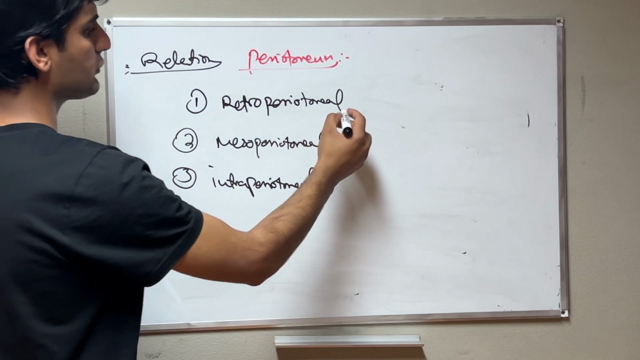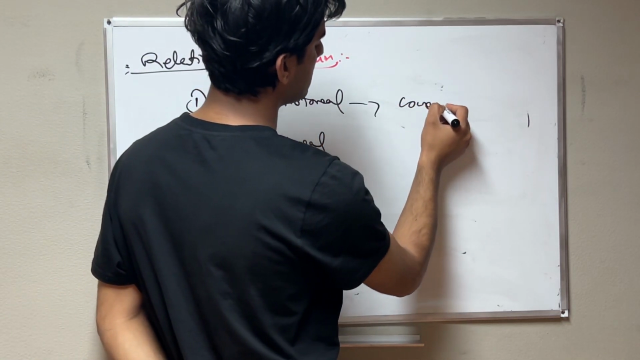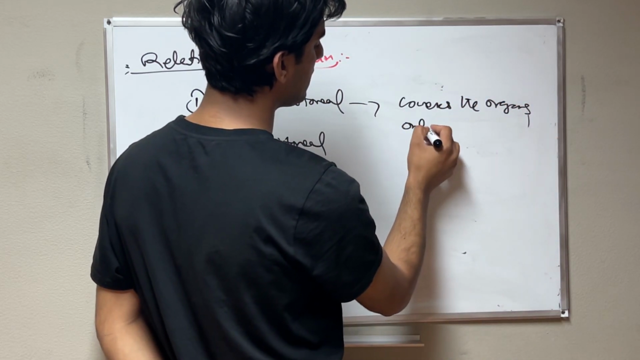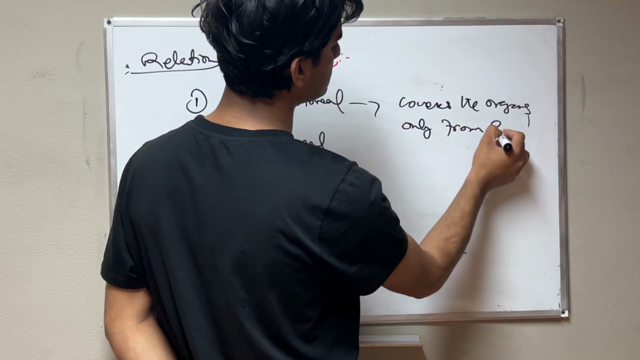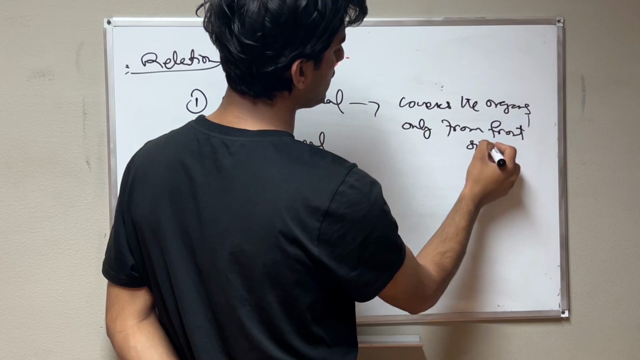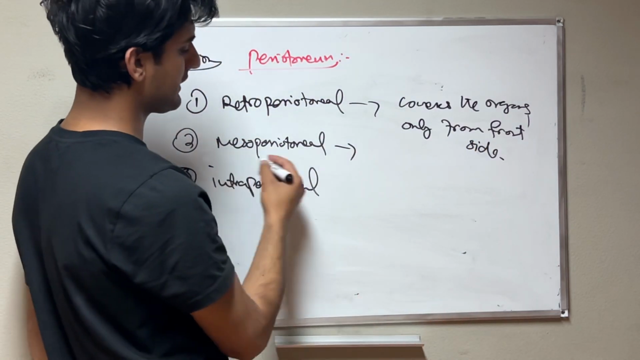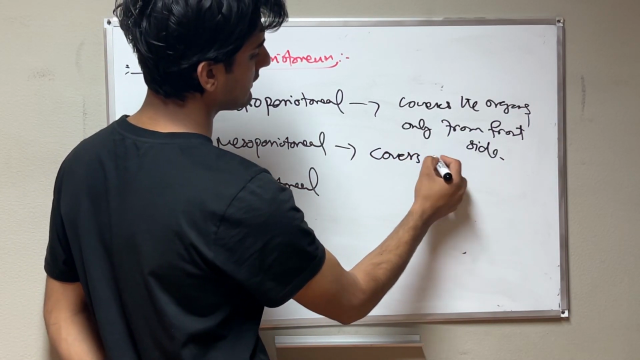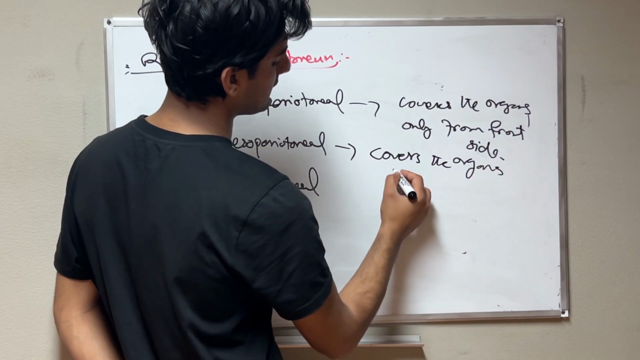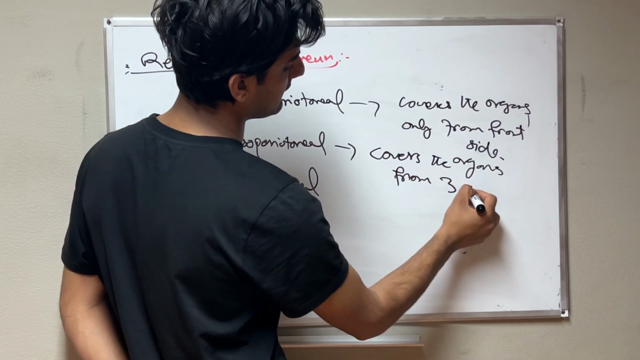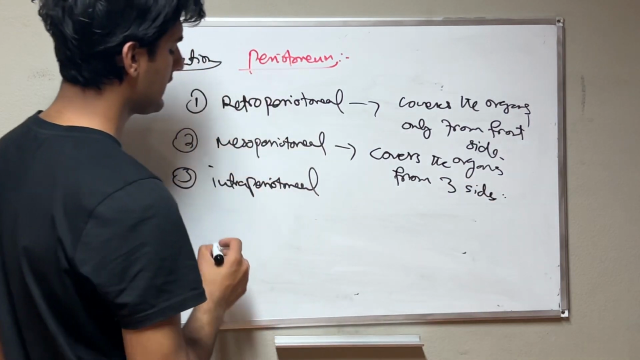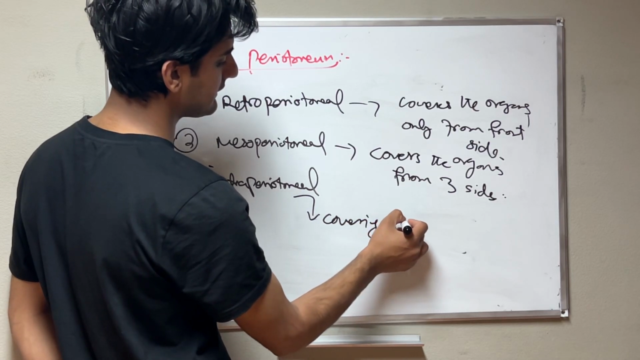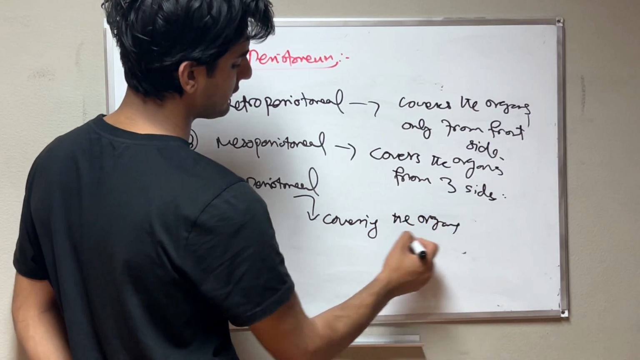Retroperitoneal means it covers the organ only from the front side. Mesoperitoneal means it covers the organs from three sides. And intraperitoneal means covering the organs from all sides.